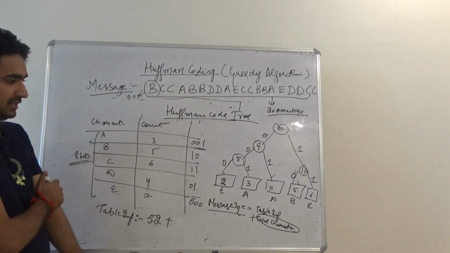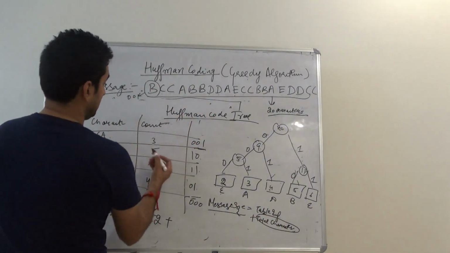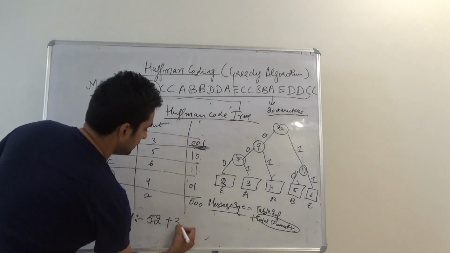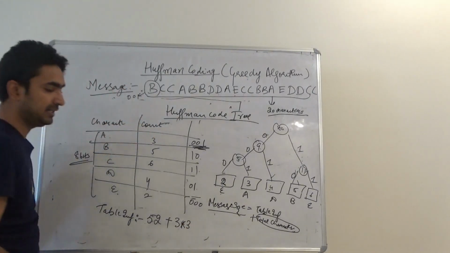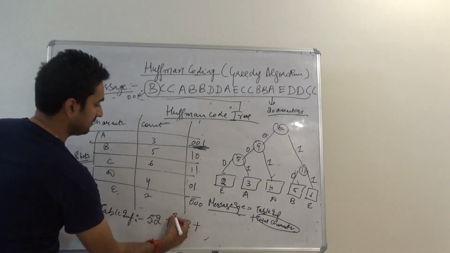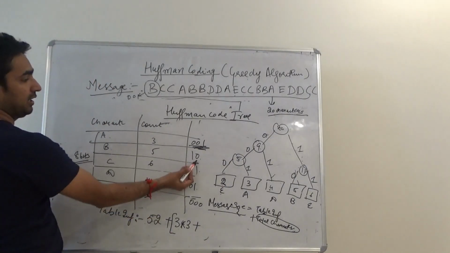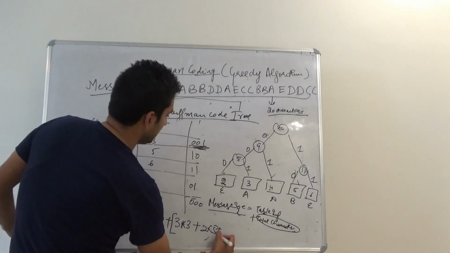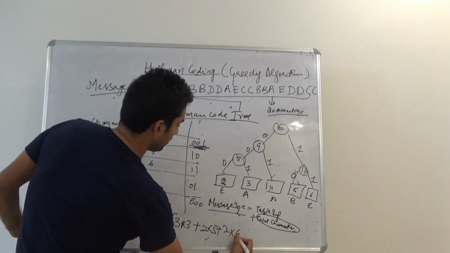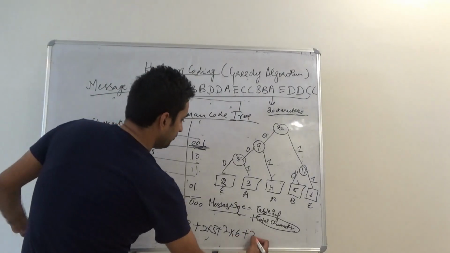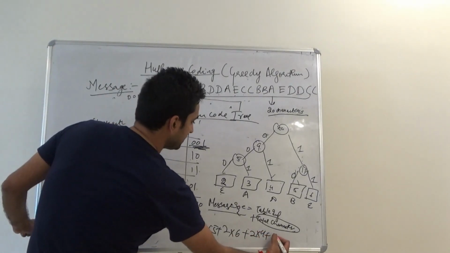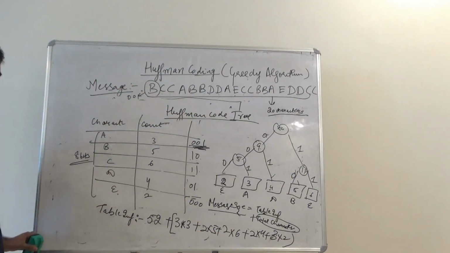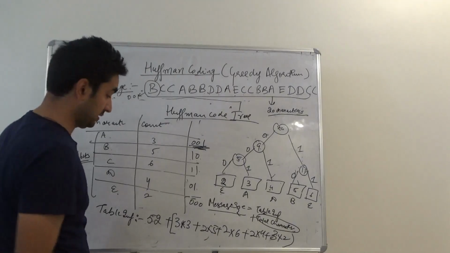And now we have to calculate total number of characters. So total number of characters can be calculated as see, A is 001, 3 bits are there, and it is coming for 3 times. Plus, this is 2 bits and it is appearing for 5 times. So 2 multiplied by 5. This is also 2 bits and it is appearing for 6 times. This is 2 bits coming for 4 times and 3 bits coming for 2 times. So this is total number of characters for a particular string.